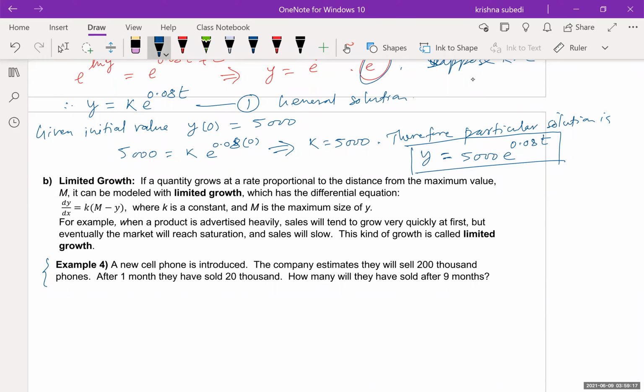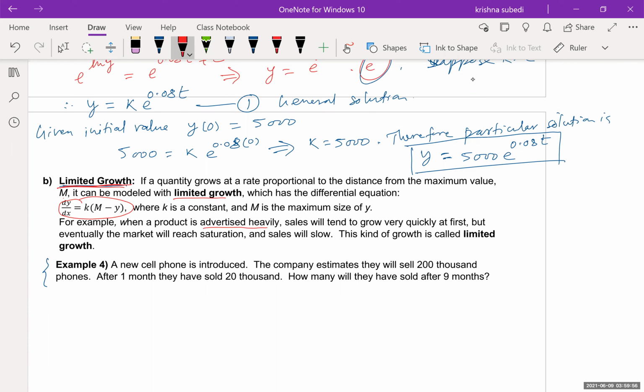So let us look at limited growth. Earlier, we looked at unlimited growth. It means the model of the growth was such that there was no restriction. But now there is a restriction. If a quantity grows at a rate proportional to the distance from a maximum value m, it can be modeled with limited growth, which has the differential equation in this form: dy over dx equals k times m minus y, where k is a constant and m is the maximum size of y.